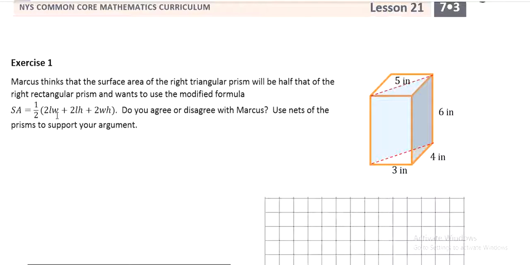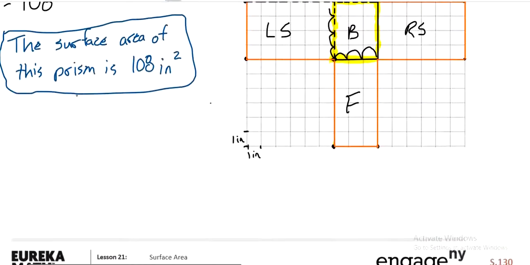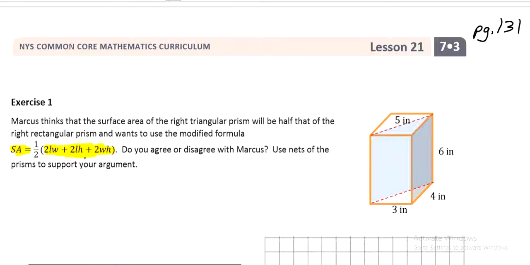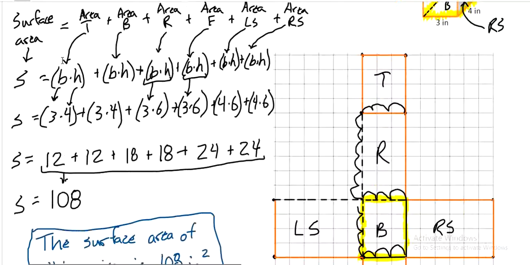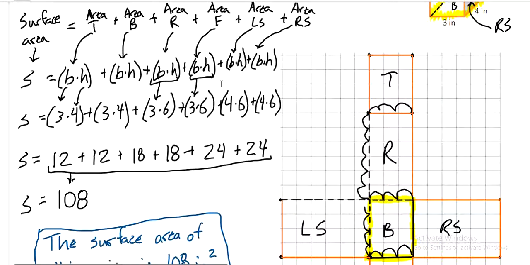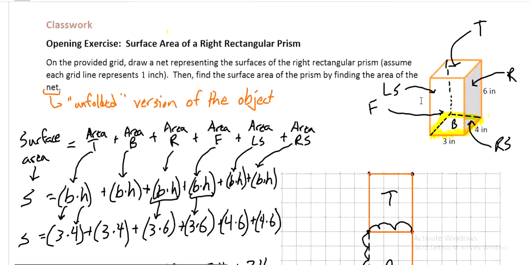We're going to have to use the nets of the prism to support our argument. So let's look at where this formula comes from. SA equals, I won't highlight the 1/2 right now, but this formula right here is something we did not explicitly go over in the last lesson, but we kind of touched on it. That formula comes from up here in example 1, where we learned how to find the surface area of a rectangular prism, and we can see they have the same dimensions, 3, 4, and 6.